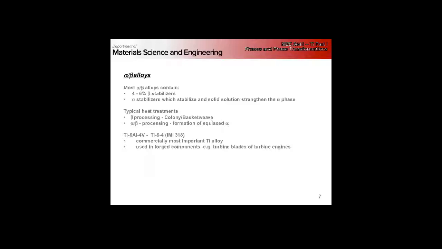The alpha plus beta alloys are the most important group, the most commercially relevant, and the key alloy there is, of course, Ti-6,4, right? 6 aluminum, 4 vanadium. It's used, I have here, mostly in forged components, but we'll see it can also be cast. It's also an important powder metallurgy alloy, and now coming online, it's probably one of the most important additive manufacturing alloys.